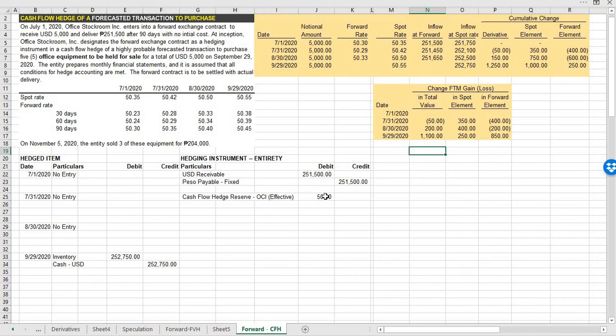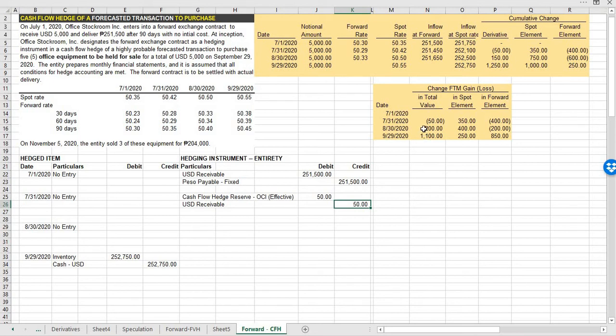Tapos, kaya tayo may loss na 50 kasi ang derivative natin is a liability of 50 pesos. Kasi bumaba yung Philippine peso value ng ating USD receivable. Kaya tayo ay credit USD receivable for 50 pesos. So, ngayon, dun tayo sa August 30.